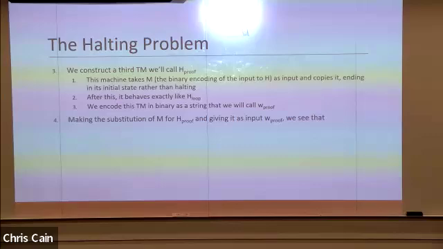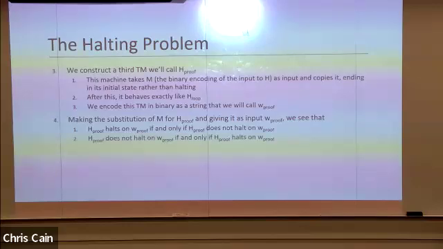So making the substitution of M for H subproof, giving it as its input W subproof, we see the following. H subproof halts on W subproof if and only if H subproof does not halt on W subproof. That is the conclusion that we are able to draw. And H subproof does not halt on W subproof if and only if H subproof halts on W subproof. Both of these are contradictions, and both of them cannot be true. Neither of them can be true. So because in no domain do we have a solution to this, we end up concluding that no such machine can exist.